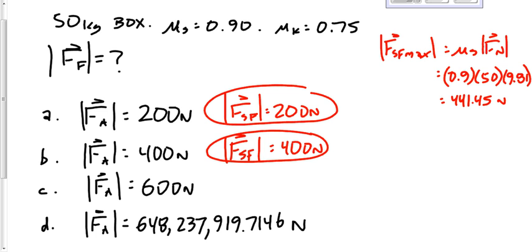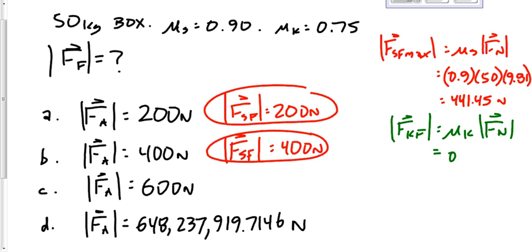I push at 600, does it move? Yes, I win. I exceed the maximum force of static friction. So it's now kinetic friction. I have to find out what that kinetic friction force is. So let's calculate that off to the side. It's equal to mu k times Fn. We would expect that to be smaller than 441, but not necessarily smaller than 400 or 200. Just smaller than the maximum possible value of static friction.